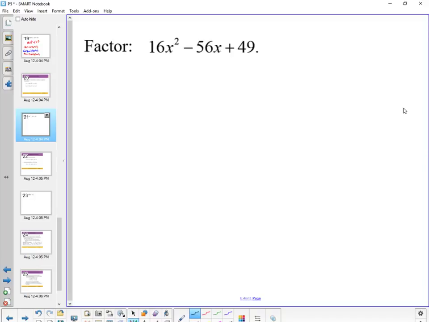Here's what I'm going to do with this problem. Does the first have a square root? Yes. That's 4x. Does the last one have a square root? Yes. That's 7, right? Or it could be negative 7. I'm assuming because of that bad boy. Now, what's 4 times 7? 28. Double it. 56. So it's factorable into those two parts.